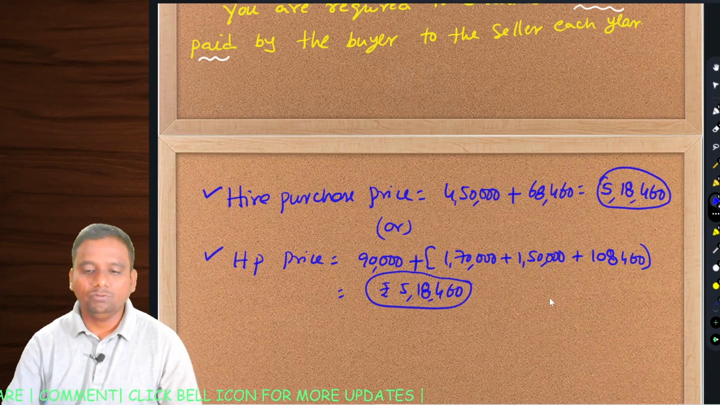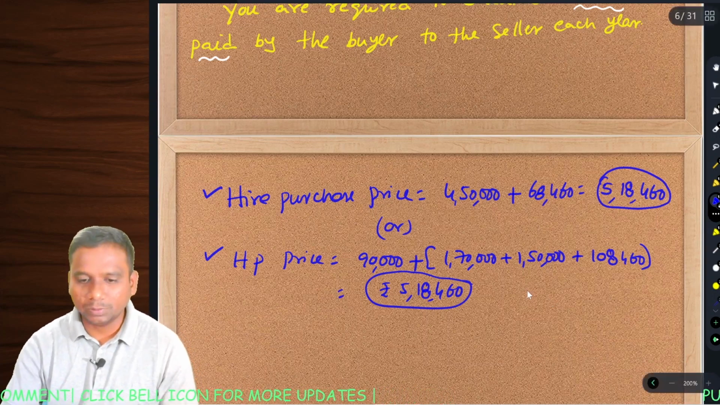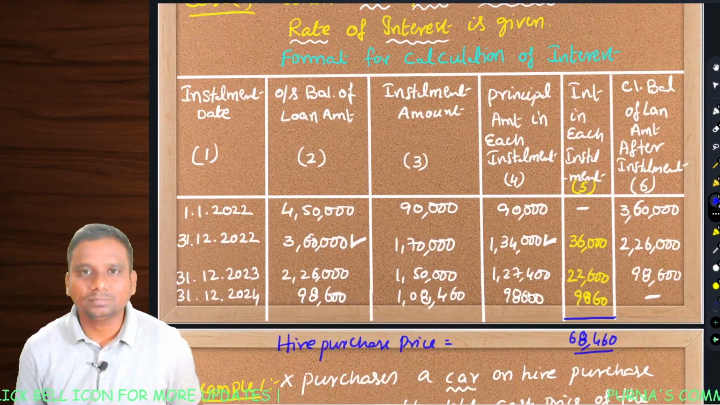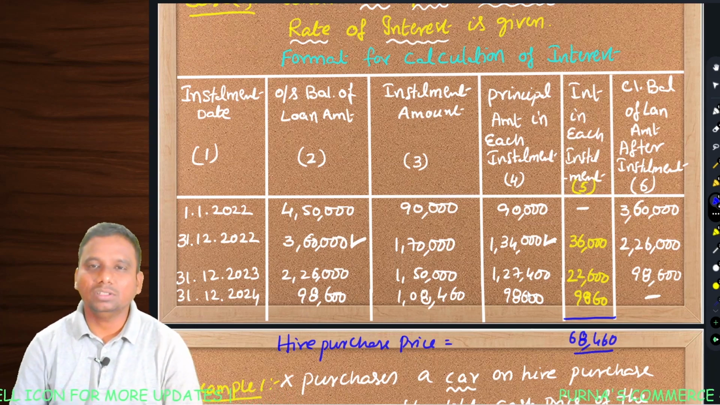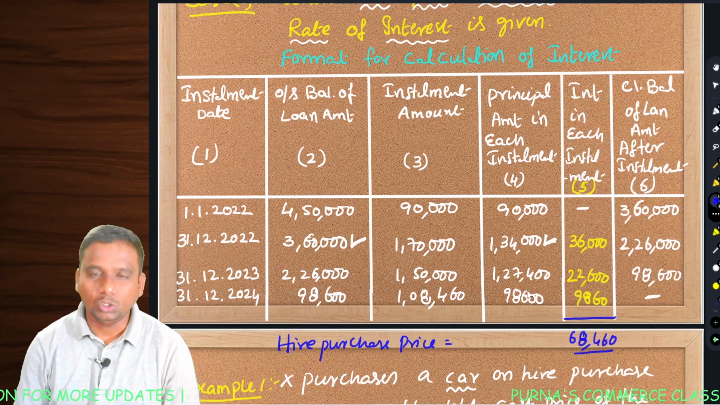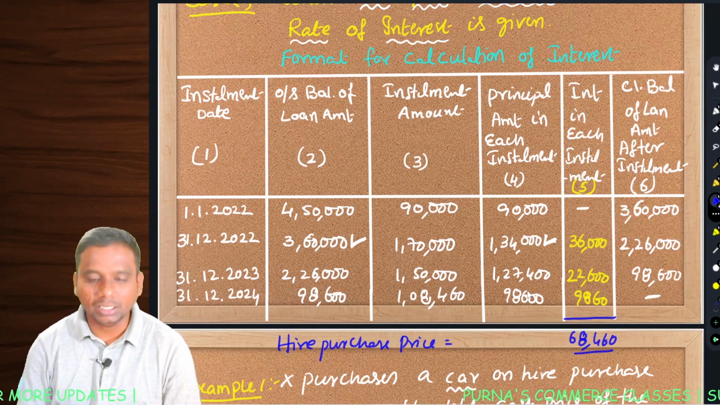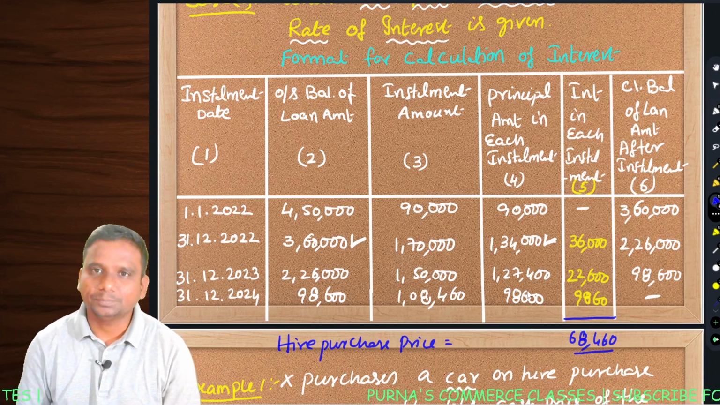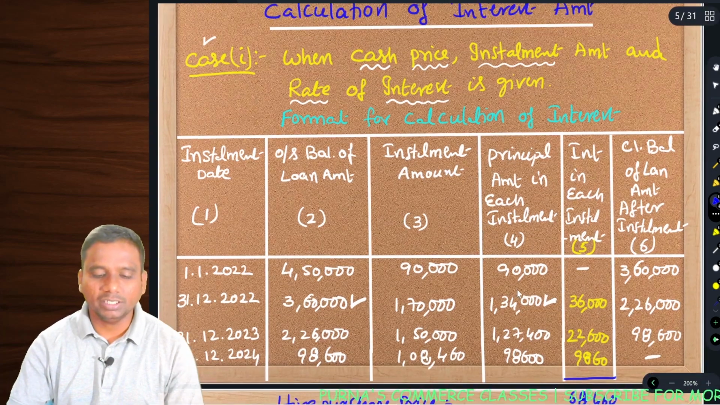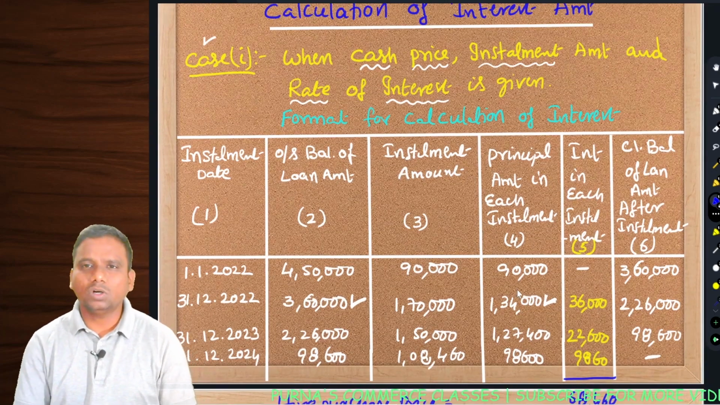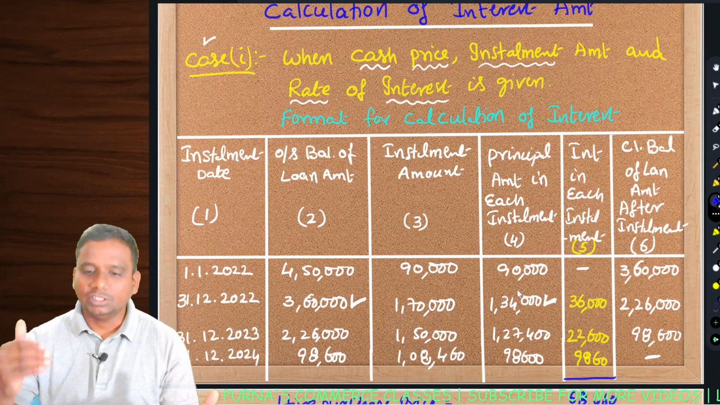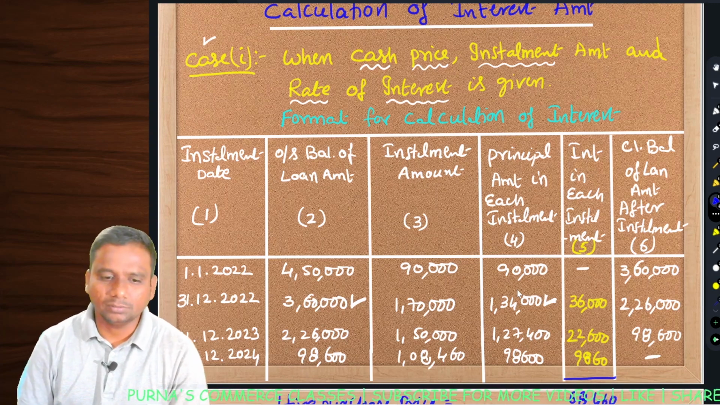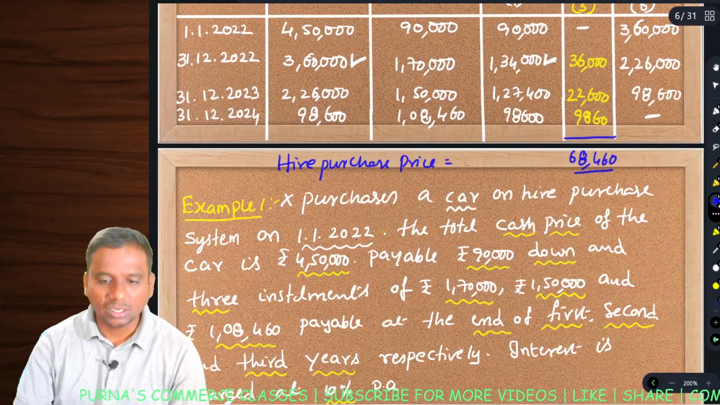So in this manner, we calculate interest. By preparing the whole table, what have you calculated? The interest portion only. Our main aim of preparing this table is to calculate the interest portion. Why calculate interest separately? Because interest is a finance charge that should be treated separately. This is how we calculate interest under the first method. The first case is: cash price given, installment amount given, and rate of interest also given. Now look at the second case.